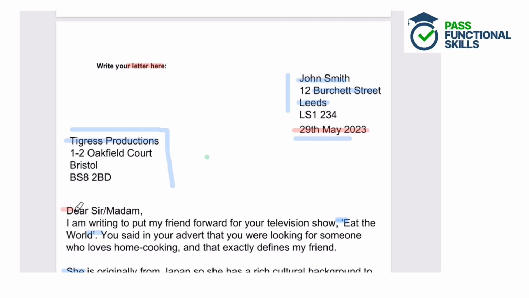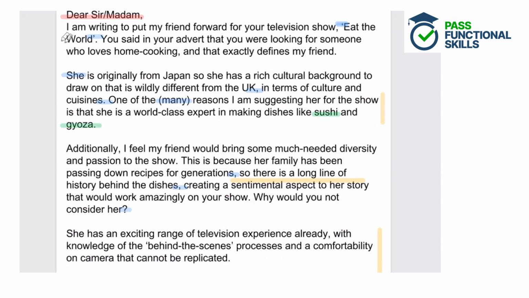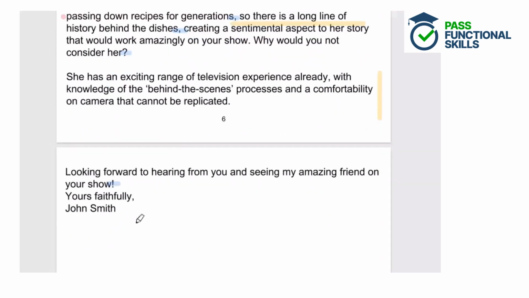We then need a polite greeting, such as dear sir or madam, and we need to be using paragraphs throughout the answer to divide up different ideas, different points. And then finally, we will need a polite sign-off and the name of the sender.